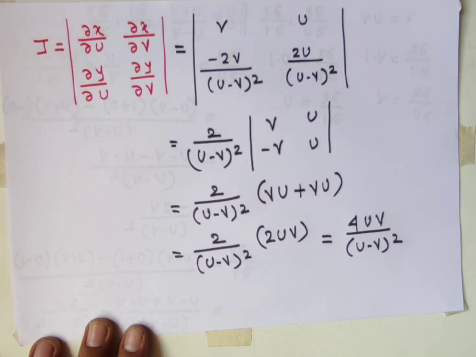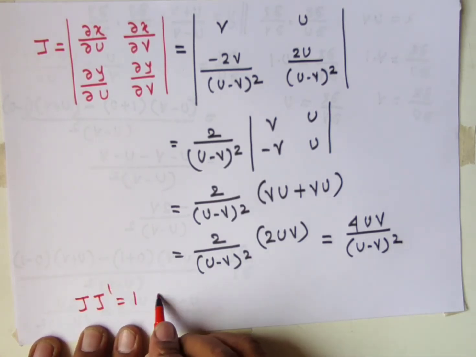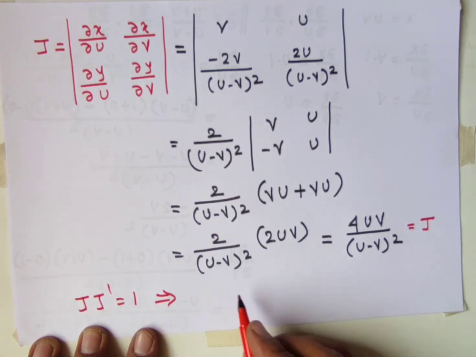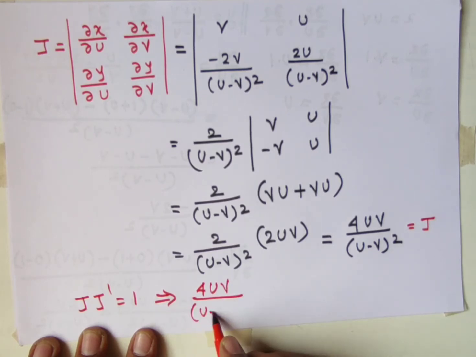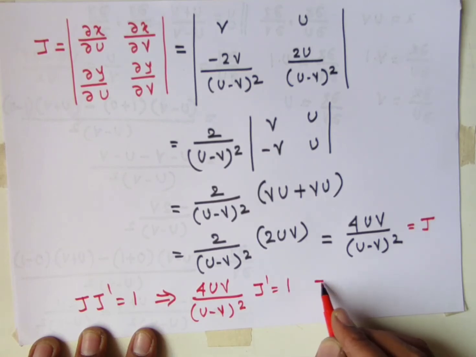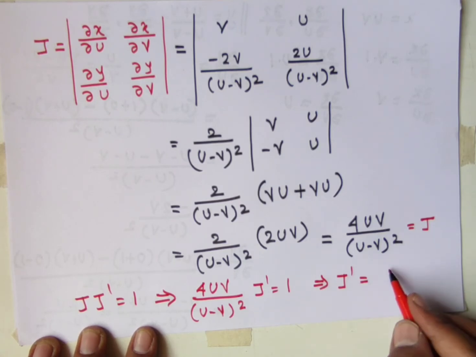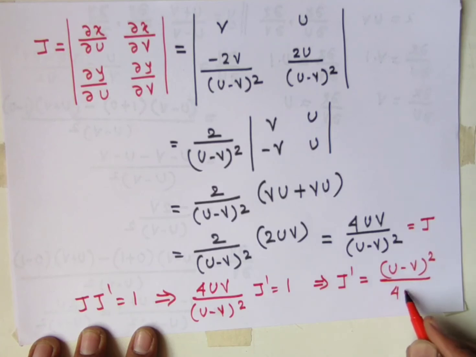Now we know the relation: J J' is equal to 1. Out of this we know the value of J. So we substitute that value, 4uv upon (u minus v) the whole square times J' is equal to 1, and that implies J' is equal to (u minus v) the whole square divided by 4uv, and this is what we required.